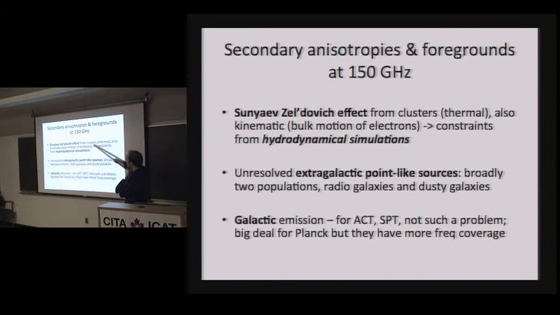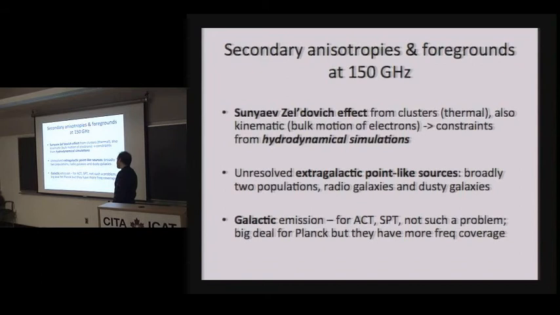Another issue is unresolved galaxies, which look like point sources at CMB scales. So broadly speaking, two populations: synchrotron-dominated radio galaxies and then dust-dominated galaxies. And it's the second population I'm going to be focusing on. Ideally, we'd mask all of these out from our maps before calculating the power spectrum. And that works great for the ones that are very bright and that we can resolve. But we're nowhere near, sensitivity-wise, probing down to the faintest dusty galaxies. So there's a residual unresolved component that we have to try and model.